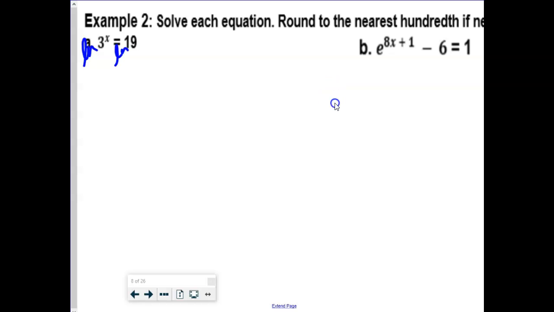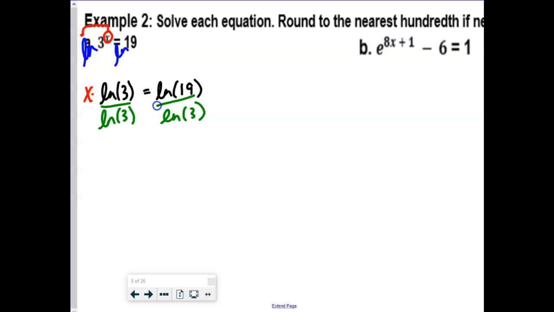So if we apply a natural log to both sides of the equation, while nothing does cancel, the x does come down in front of the logarithm. So this becomes x times the natural log of 3, which is just some icky number, and then it equals the natural log of 19. So if I'm trying to algebraically solve for x, I would divide both sides by the natural log of 3.